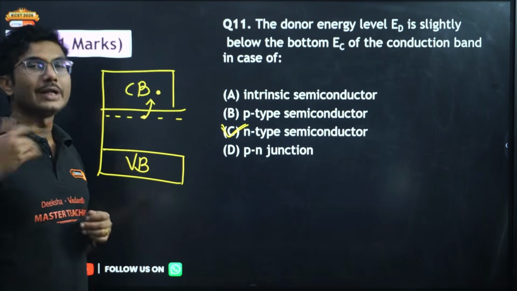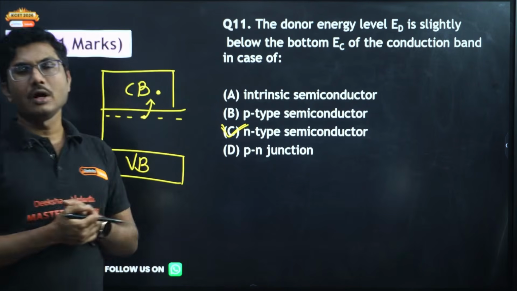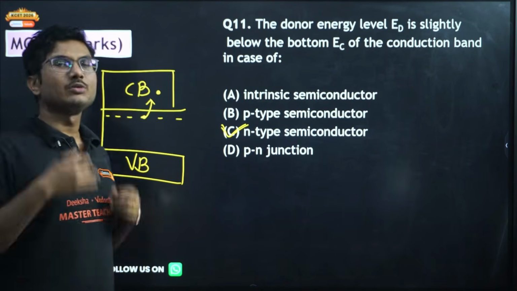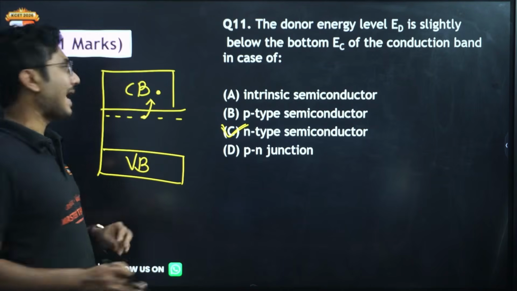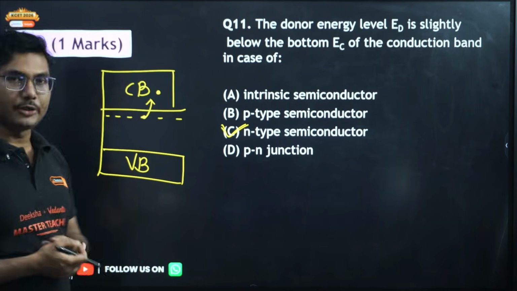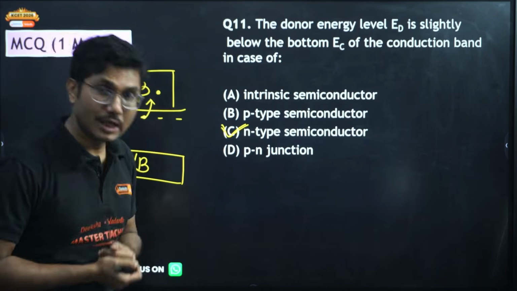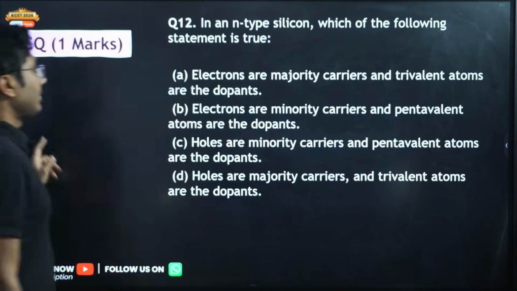Donor means it donates electrons, that means more extra free electrons. Acceptor means it accepts electrons, that means more holes are created. That is the meaning of donor level and acceptor level. This is because of the impurity. This comes into the picture due to the impurity that is present inside the semiconductor, right?